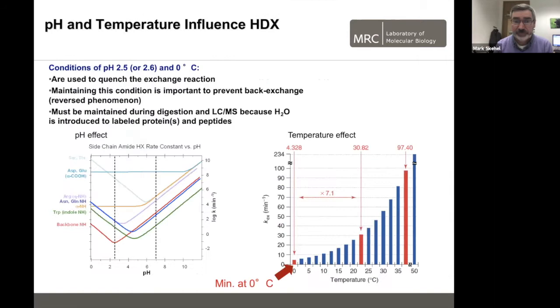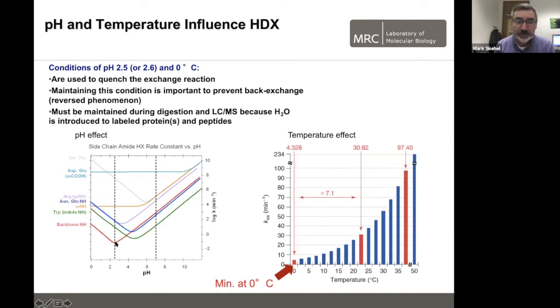So the exchange, as I just mentioned, is dependent upon pH, but also temperature. If you focus on the backbone amide hydrogens here, the red curve, you can see that what we normally do is carry out the exchange at a sort of physiological pH, between 7 and 8. So we'd exchange around here where it's reasonably fast, okay? And then once exchange has taken place, we rapidly reduce the pH to 2.5, where you can see the exchange is at a minimum here, okay?